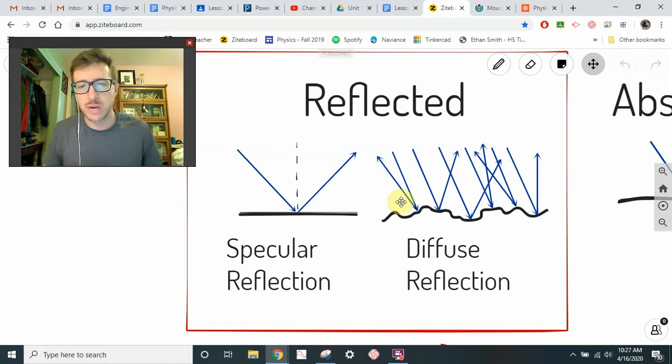And that's the difference between specular and diffuse, really, is that with specular, if I have a bunch of light waves coming in at one angle, they're all going to come out at the same angle, right? Whereas with diffuse, because of the rough surface, if I have a bunch of light waves coming in at one angle, they're all going to come out at different angles, and so they're going to scatter more into all sorts of different directions.